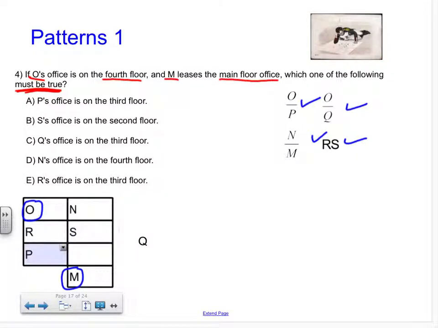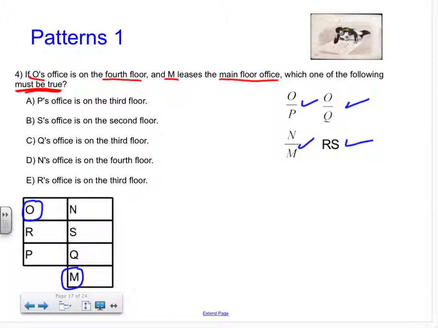P can come up here. And Q can come up here. And we can go through the conditions quickly. So O is still above P. O is still above Q. N is above M, and R and S are together.